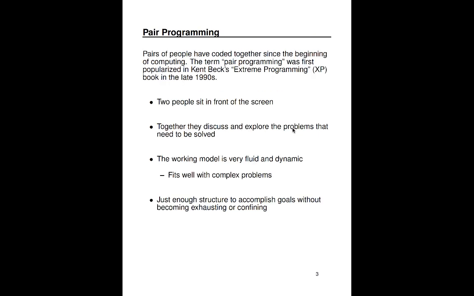So let's talk about pair programming. Now, pairs of people have worked together since the beginning of computing. However, the term pair programming was really first popularized in the late 90s in a book published by Kent Beck called Extreme Programming, or XP. XP described pair programming as the following.